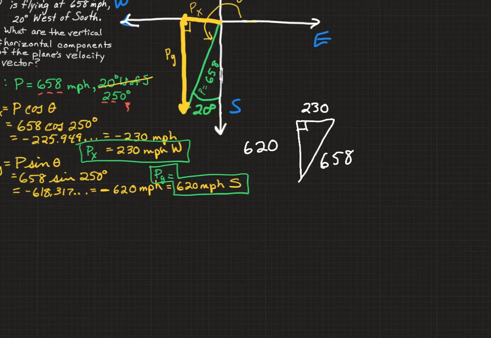And when you're looking for the horizontal and vertical components, or your x and y components, you always have a right triangle. And that's what we have in this case. So if this is a right triangle, it should be true that 620 squared plus 230 squared equals 658 squared, because a squared plus b squared equals c squared.